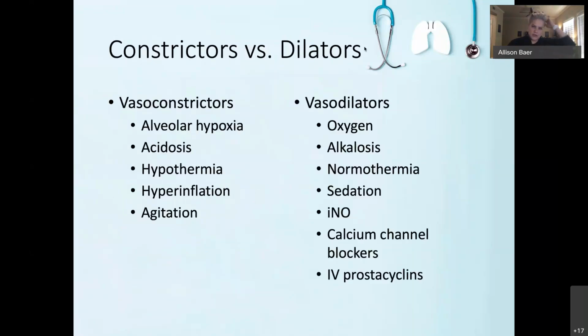And just a word about constrictors versus dilators. So, I've kind of been saying this, but just so we say it directly, these are the things on the left that are vasoconstrictors. So hypoxia, acidosis, hypothermia, hyperinflation, and agitation. All those are going to clamp those vessels down. And then vasodilators are going to be oxygen, alkalosis, normothermia, sedation, nitric, calcium channel blockers, and prostacyclins.